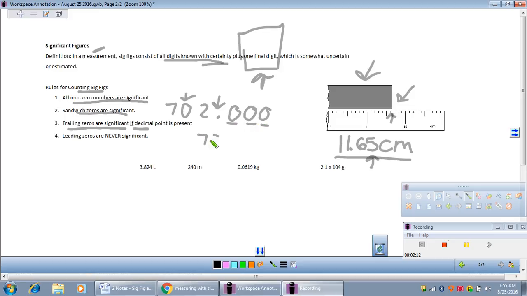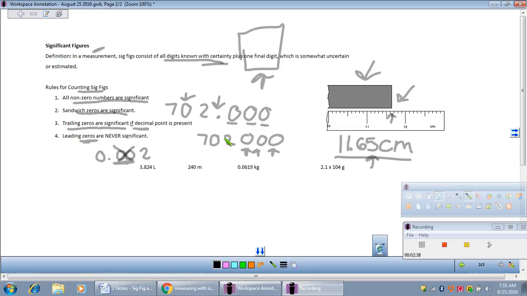But if the number was 702,000 and there is no decimal present, suddenly these zeros are just placeholders. They just tell you how large or small the number is. It doesn't give you any more data, so they are not significant. Leading zeros, zeros in front, are never significant. So 0.002, these are leading zeros. Those are not significant.